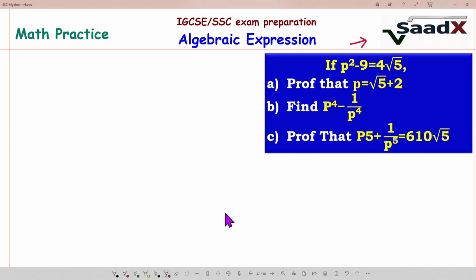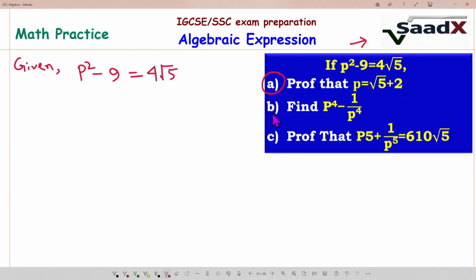By this video I am going to solve number A. Here is given p² minus 9 equals 4√5. In this part I am trying to solve number A, which is to prove that p equals √5 plus 2.